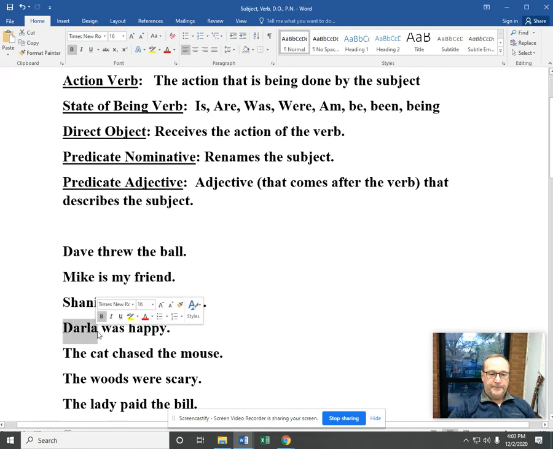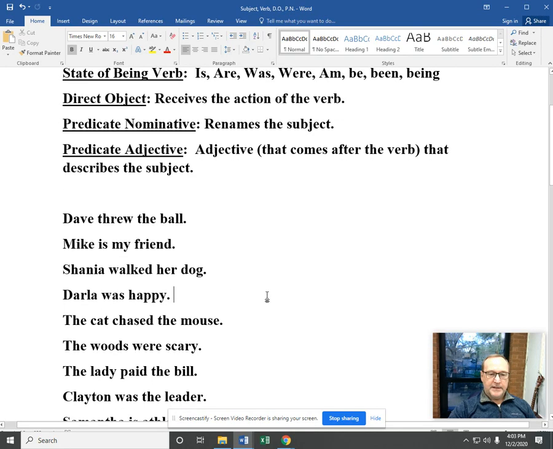Darla is the subject. Was is a state of being verb. It fits right up here in this category. And now happy is not a predicate nominative, but a predicate adjective, because happy describes Darla, but it comes after the verb. So Darla was happy. It's not just a simple adjective, like we would normally see with an adjective coming right before the noun, but it comes after the verb. So Darla was happy: subject, state of being verb, and predicate adjective.